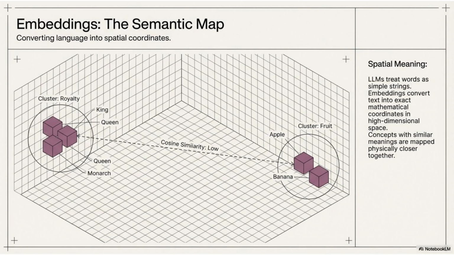And notice the dashed line between the two clusters, labeled cosine similarity, low. This means the model mathematically knows that royalty and fruit are unrelated concepts. Similar meanings are mapped physically close together in the data, while different concepts are far apart. This spatial relationship is the foundation of how AI understands language.